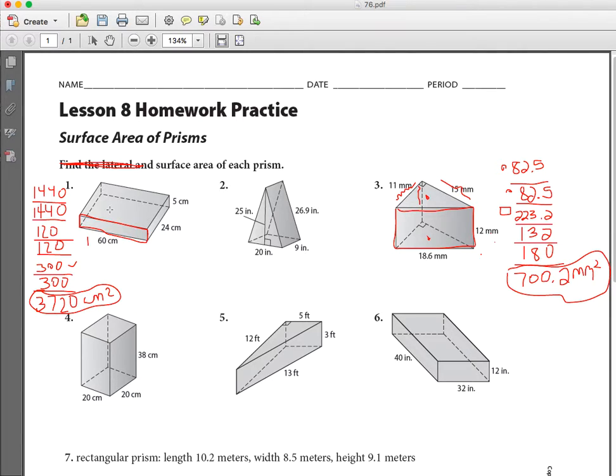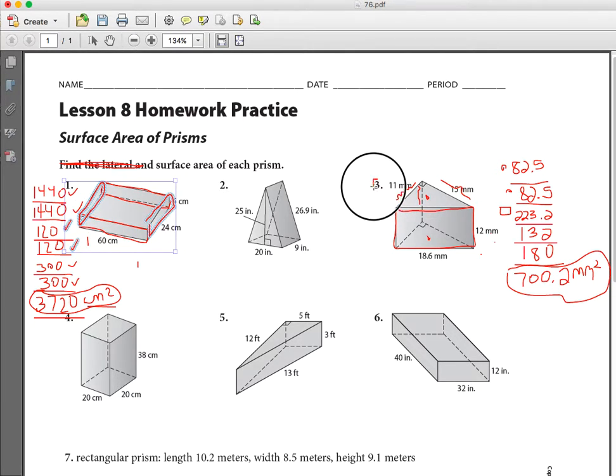60 times 5 is 300, and this one right here is also 60 by 5, which is 300. I also took 24 times 5, which is 120, and 24 times 5, which is 120. Lastly, I took 60 by 24 for the bottom and the top of the box, and that's 1440. When I add all of those up, I get 3,720 square centimeters. So your homework on lesson 8, homework practice, is to do 1 through 11, the odds. I've just done number 1 for you.